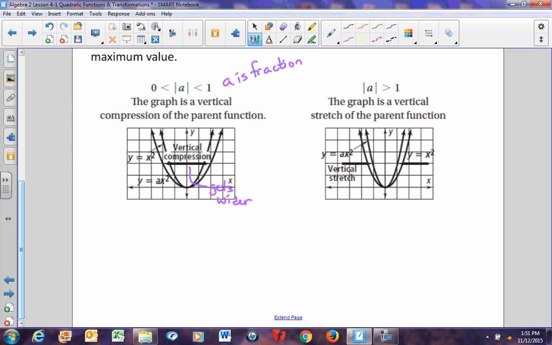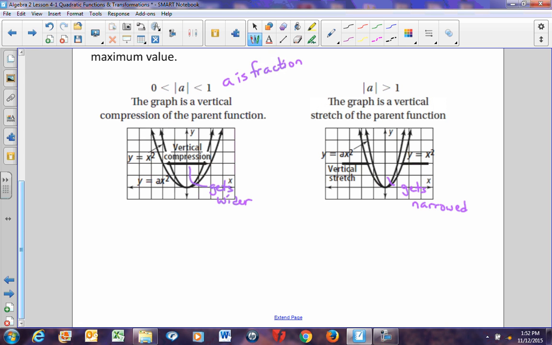If a is greater than 1, then it's a vertical stretch, which means the graph gets narrower. It's stretching it up and down, so it's getting taller up and down, but skinnier. Just think of taking Play-Doh and stretching it. It gets skinnier and longer. And if you squish it together, it gets shorter and fatter. That's the easiest way to remember those.